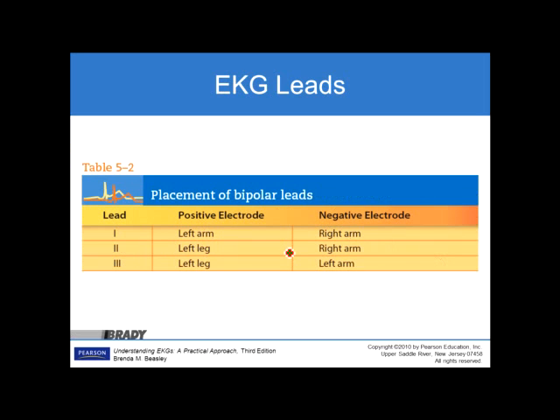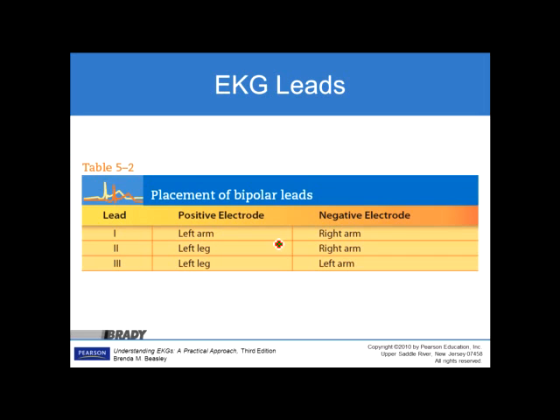Placement of the bipolar leads. Lead 1, the positive electrode needs to go on the left arm, and the negative electrode needs to go on the right arm. For lead 2, the positive electrode needs to go on the left leg, and the negative electrode needs to go on the right arm.